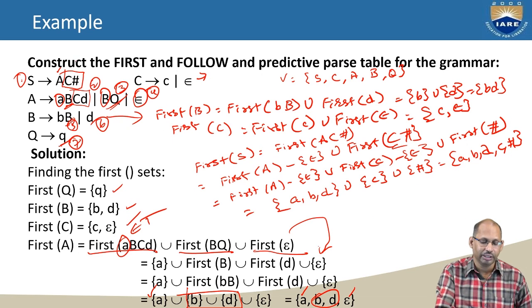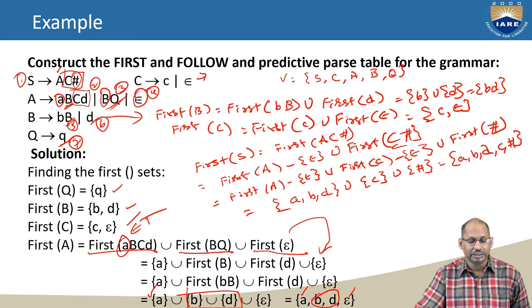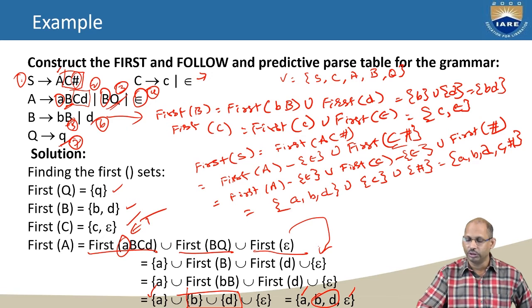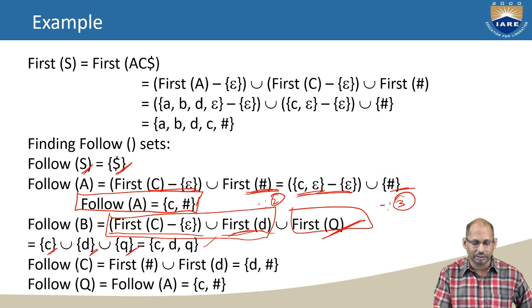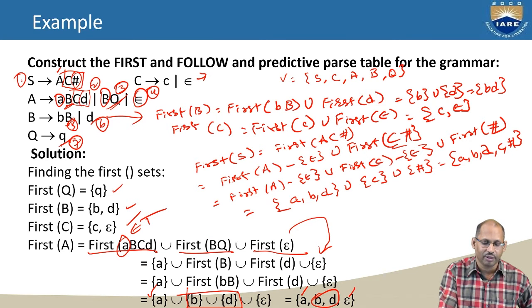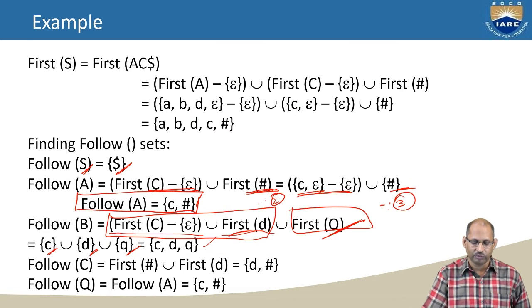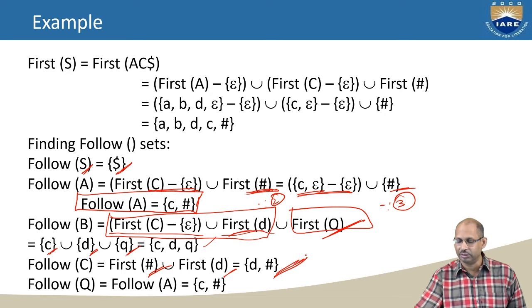C is present here, so we consider follow of C. Is C present in any other productions? No. So simply follow of C is first of hash. And C is anyway here. Follow of C is first of D. So we consider hash and D, which results in D comma hash.